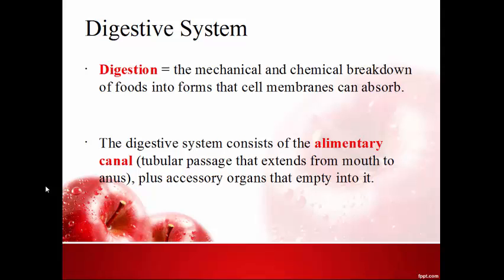Now, the whole system consists of a very, very long open tube called the alimentary canal. This extends all the way from the mouth down through the esophagus to the stomach and through the intestines. That's all one big open space. So you have the alimentary canal plus all the accessory organs that will empty secretions into that canal.